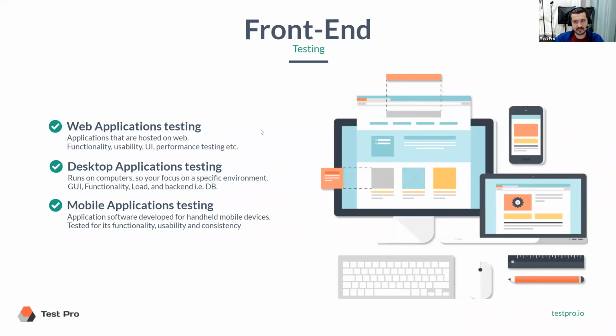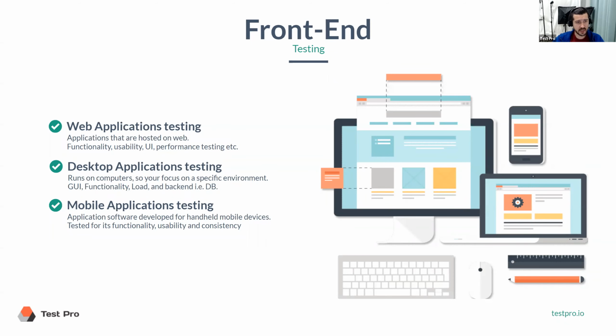Okay, on the front end, as you can see here, those are all different platforms that we humans interact with. Web applications, for example, whatever we use in browsers. We can check functionality, usability, and all the rest of the types of testing that we covered in the beginning of this course. And then desktop applications, that's another different world.